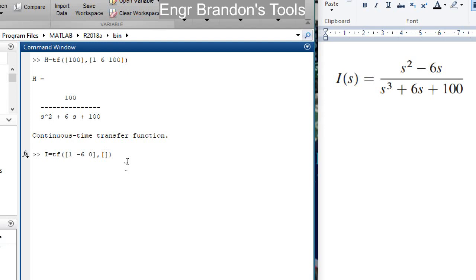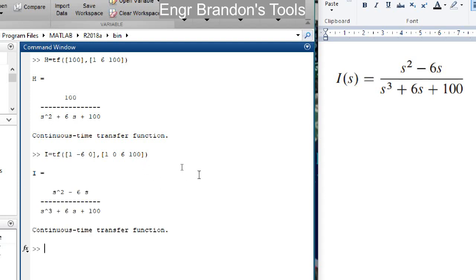Then for the second square bracket, coefficients of s and powers of s with the constant term for the denominator. The coefficient of s cubed here is 1, so I'll enter 1. I notice that there is no s squared here, which means the coefficient of s squared is 0, so I'll enter 0. The coefficient of s is 6. The constant term is 100. So that is the transfer function for I. If I hit my enter button, it's going to give me exactly the same thing as here. That is the first method of defining transfer functions.